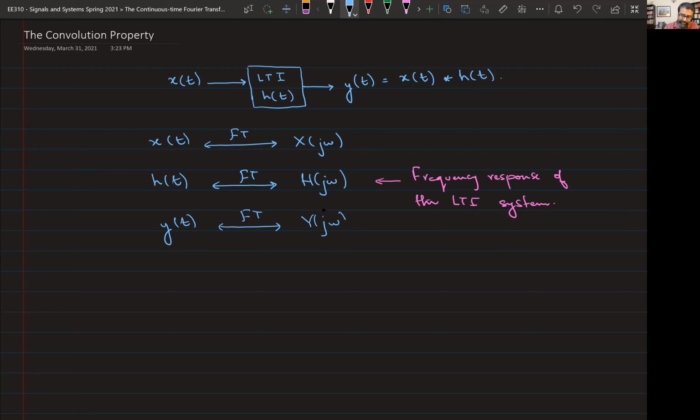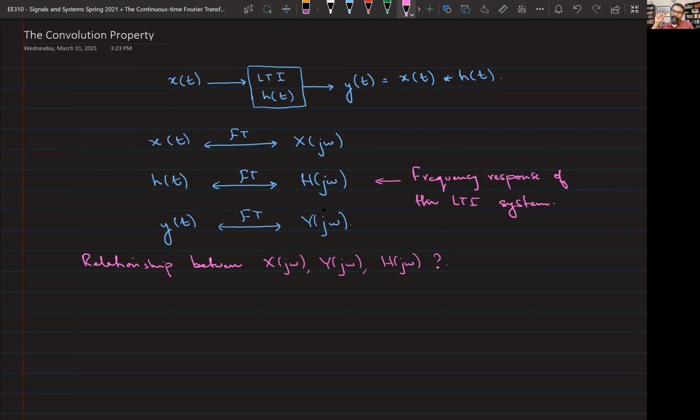So the question we're really asking is, what is the relationship between X of j omega, Y of j omega, and H of j omega, right? So that's what we're asking, right? Now, if you recall from our discussions on Fourier series, when we said that complex exponentials are eigenfunctions of LTI systems, right? What was that relationship that we saw there?